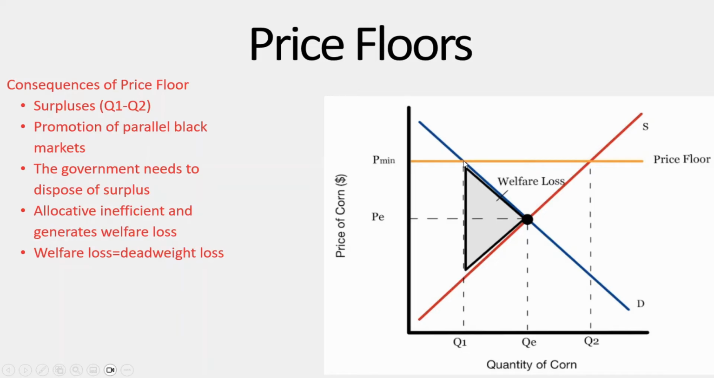We do the same thing right here. We do the little dash marks down. This will create the welfare loss. This will be the consumer surplus, and this will be the producer surplus. For price floors, it will lead to parallel black markets. The government will need to dispose of the surplus. It's allocatively inefficient, and it will lead to welfare loss, which is also known as deadweight loss.